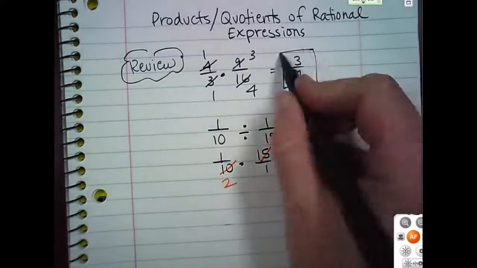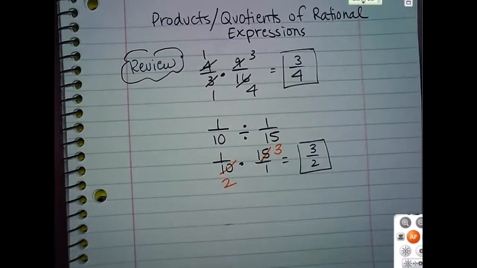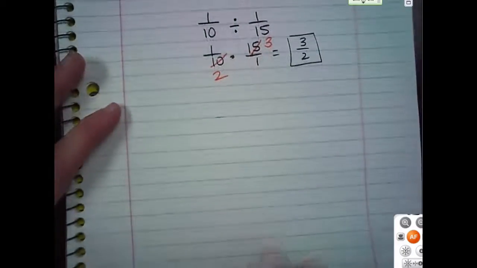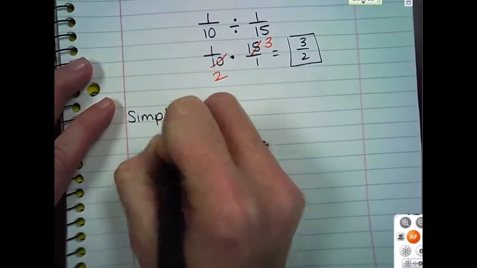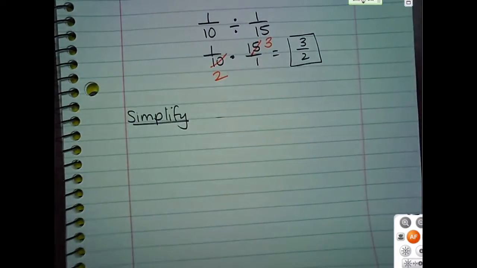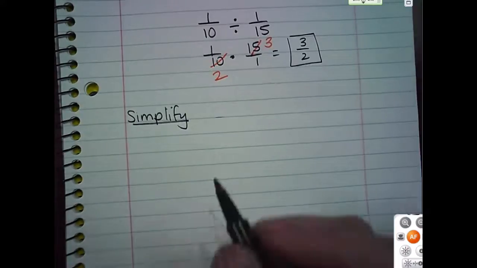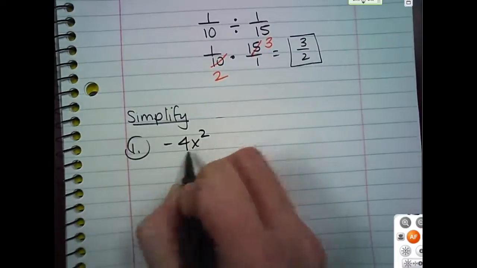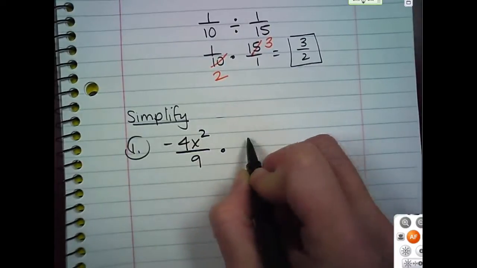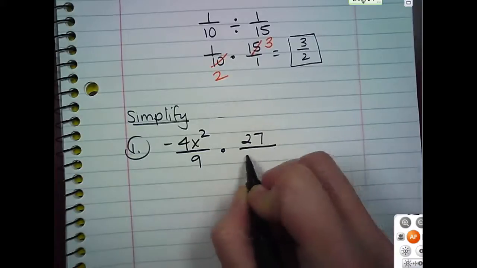So those are two just kind of remembering the basics. We're actually going to do the same as yesterday, but with multiplication and division. So simplify. What is a rational number? Don't remember? Anything being written as a fraction. Good. So negative 4x squared over 9 times 27 over 12x to the 4th.